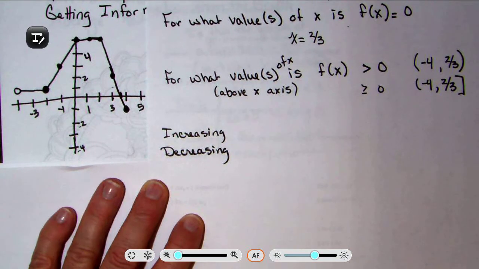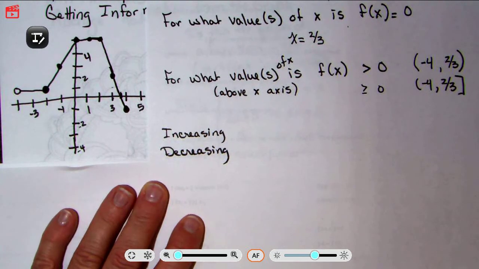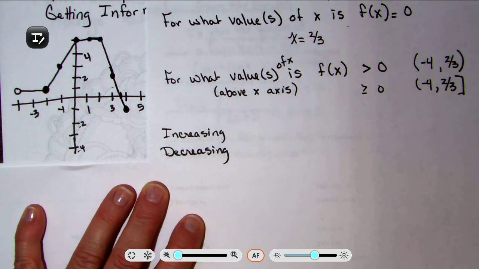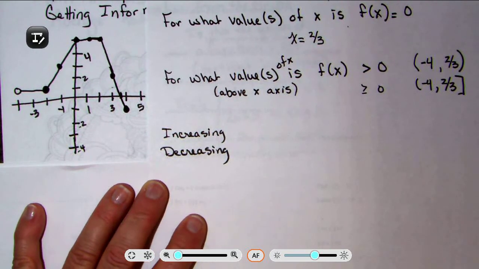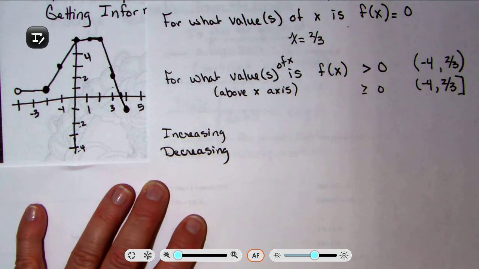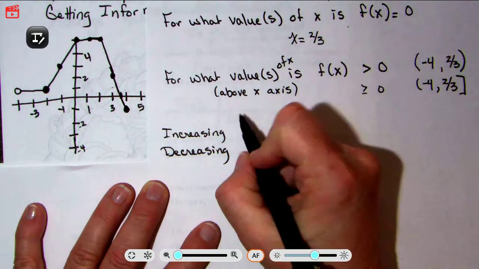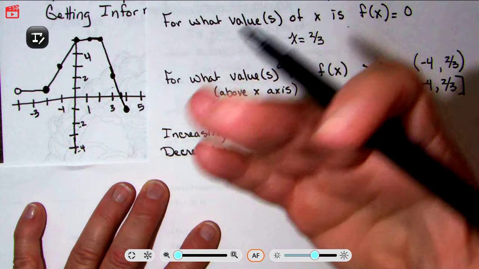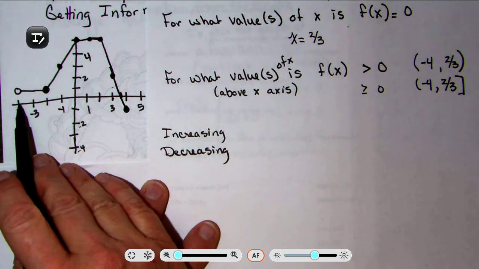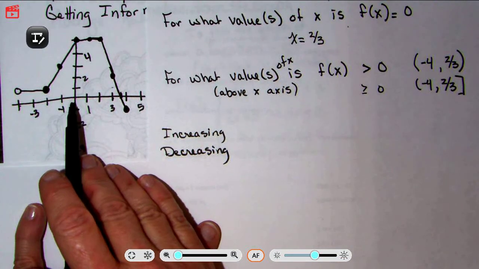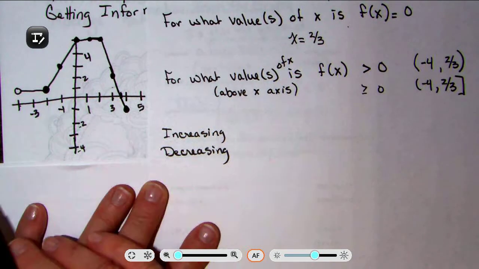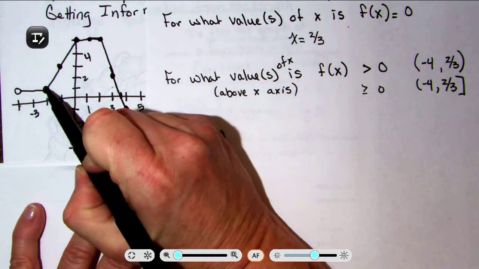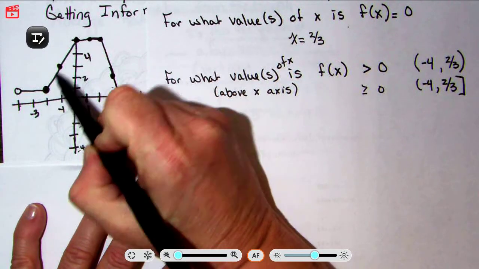Increasing, a lot of us know what it means to increase. Increase means get bigger. So when we're looking at a graph and we're talking about increasing, first of all, we read a graph from left to right. And so when we're talking about increasing, we're going to be talking about something going up. So as our x's go from left to right, our y values get larger. So that means going up. So we see that this thing is increasing on this area here.